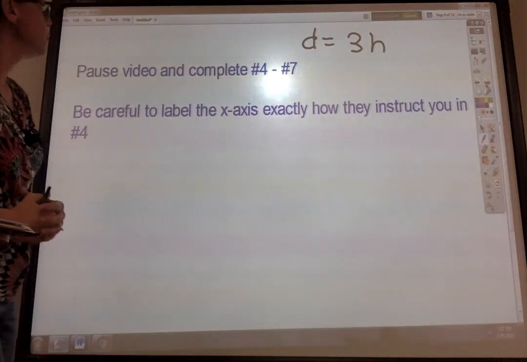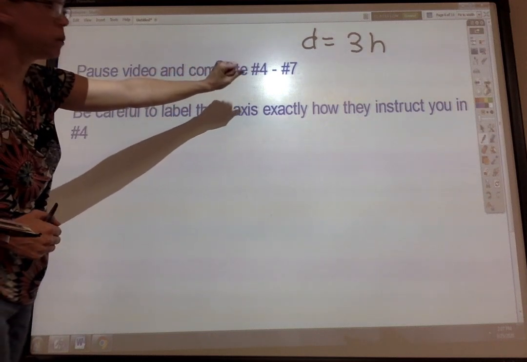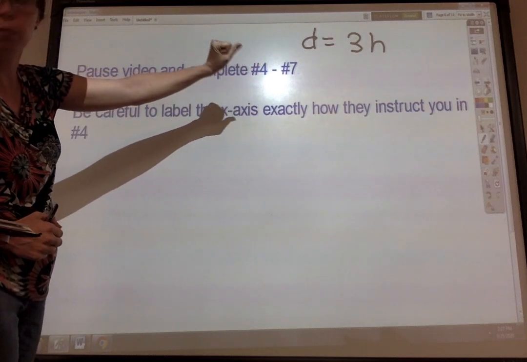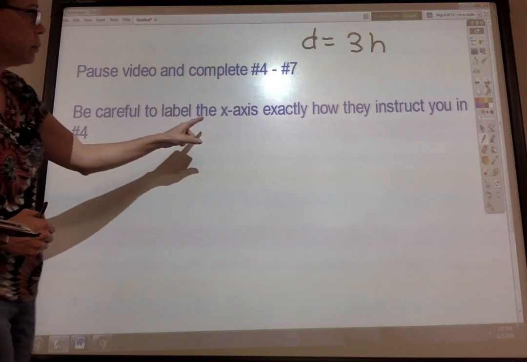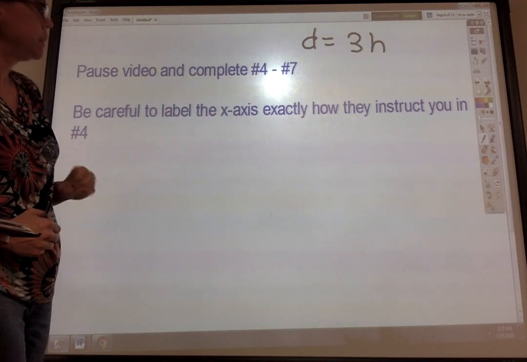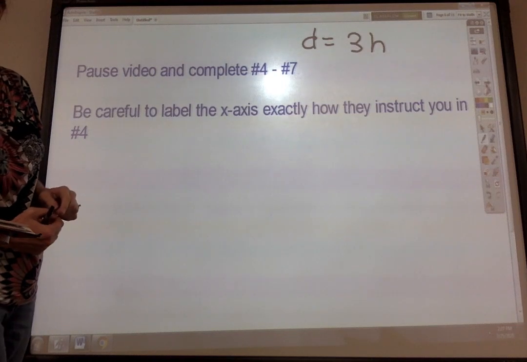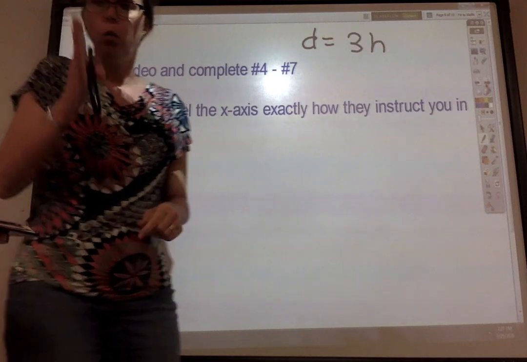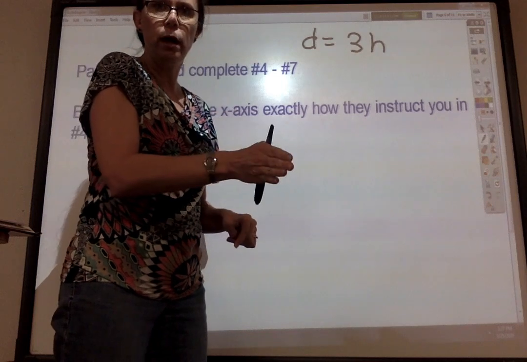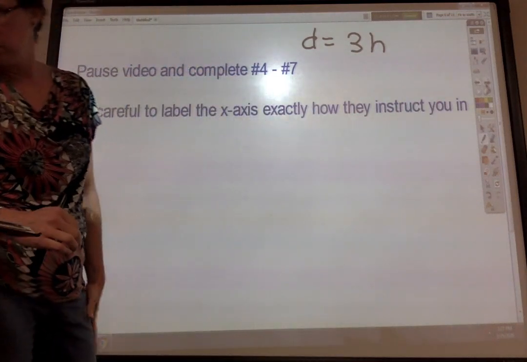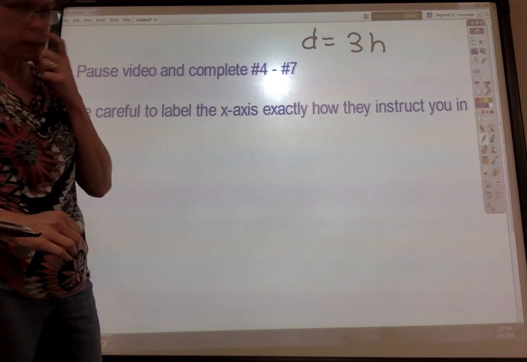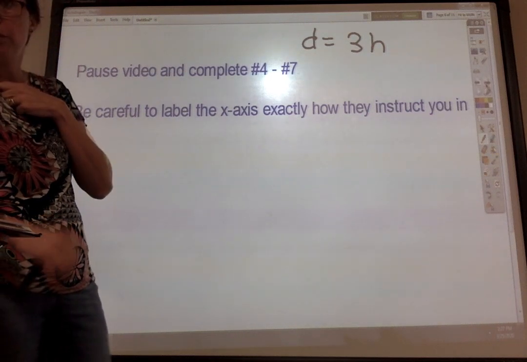So go ahead and pause the video. I want you to complete numbers 4 through 7 in your notebook and on your graph paper. Be careful to label your x-axis exactly how they tell you to in the instructions for number 4. Okay, you're not going to go 1, 2, 3, 4 hours. You're going to put some space between the hours. Okay, so go ahead and pause your video and complete numbers 4 through 7.